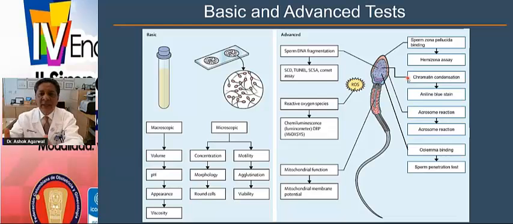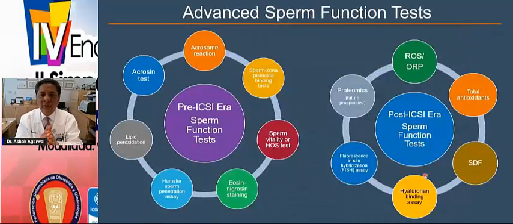Looking at the advanced tests, you can see a whole line of tests on the right side, whether they are sperm DNA fragmentation by a variety of techniques, measurement of reactive oxygen species or mitochondrial function, or sperm zona pellucida binding. So there are a variety of things that are part of the functional tests that can be done.